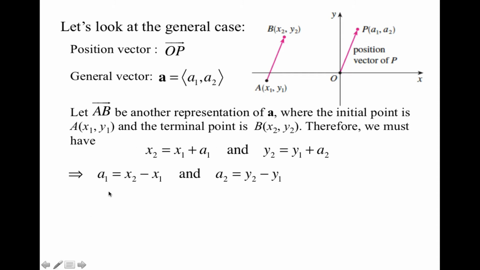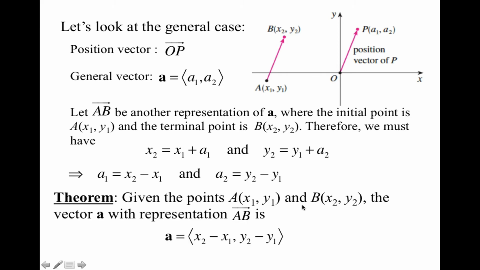And if we wanted to solve, that means a sub 1 would equal x sub 2 minus x sub 1, and a sub 2 would equal y sub 2 minus y sub 1. So this gives us a theorem that says that given points A, which is x sub 1, y sub 1, and B, which is x sub 2, y sub 2, the vector A with representation of ray AB can be described as x sub 2 minus x sub 1, y sub 2 minus y sub 1.